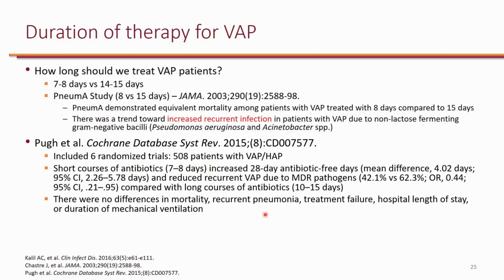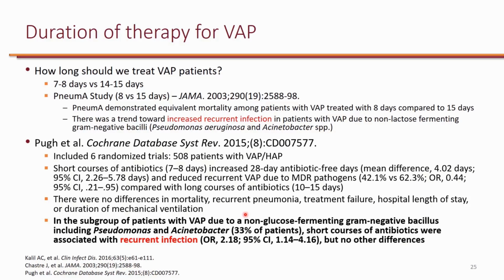In addition, there was no difference in mortality, recurrent pneumonia, treatment failure, or hospital length of stay when you compare the two groups. They did still find that in the group of patients who had Pseudomonas or Acinetobacter, a short course of antibiotics was associated with recurrent infection, but no other differences. While these patients had recurrent infection, those recurrent infections were less likely to be due to multi-drug resistant pathogens, so they were easy to treat. Whereas patients who had longer duration of treatment were less likely to have recurrent infections, but those recurrent infections were more likely to be multi-drug resistant.